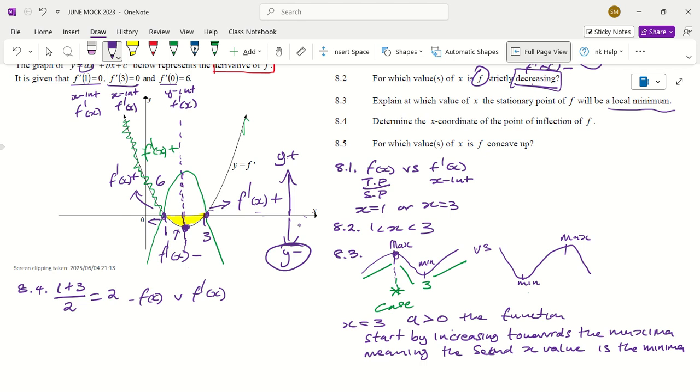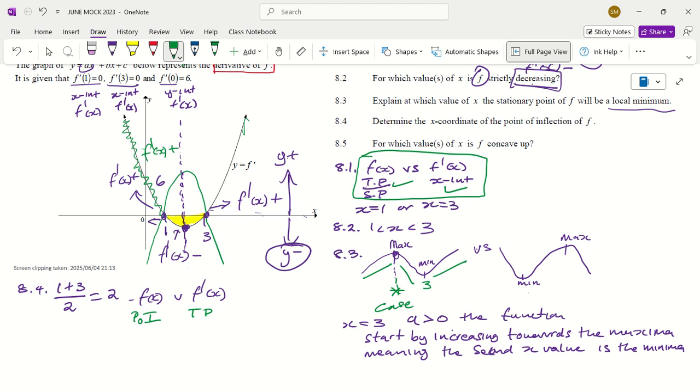Remember, we already discussed that the x-intercept of the derivative are the stationary points or turning points of the function. Now we need to discuss that the turning point of the derivative is the point of inflection of the actual function. So if they are asking for the turning point of the function, you can use the x-intercept of the derivative.